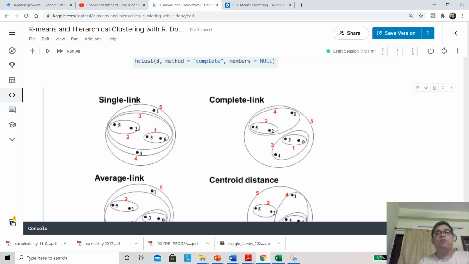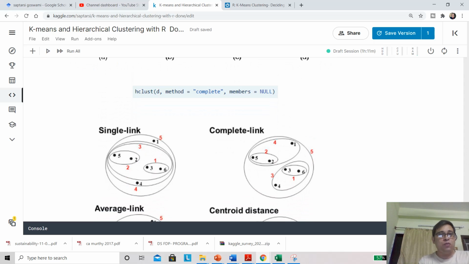So in single link, as I said, you look at the minimum distance. In complete link, you look at the maximum distance. In average link, you find out the distance between all the points and take the average. And in centroid distance, you find the centroid of the clusters and take the distance, right? So when you use that in R, you will see that there is an option like method equal to complete. So you can use different methods over here, right?